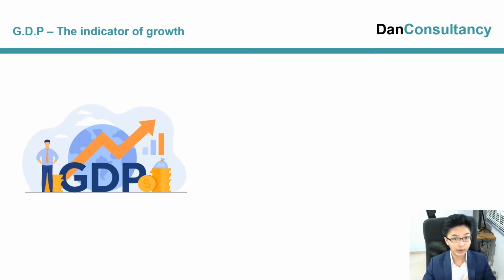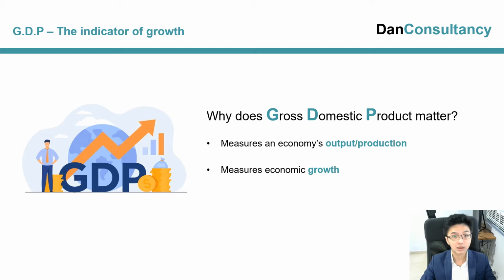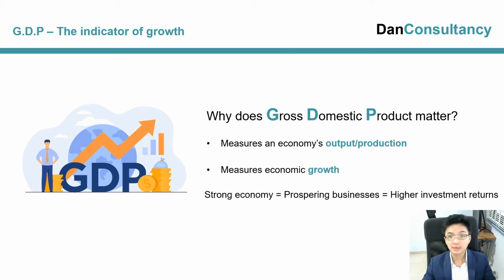For those of you who are not aware, GDP stands for gross domestic product, and it essentially measures an economy's output or production. GDP is an accurate indicator of the size of an economy, and the GDP growth rate is probably the best single indicator of economic growth. The real reason why GDP is important to us as investors is because a strong economy will contribute to higher business success. And since we are investing in these businesses, the greater the prosperity in the businesses that we invest in, the higher our investment returns will be, right?